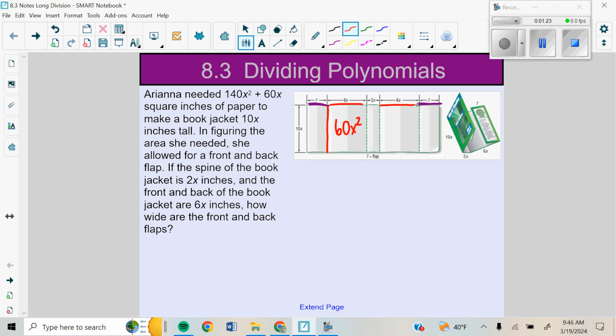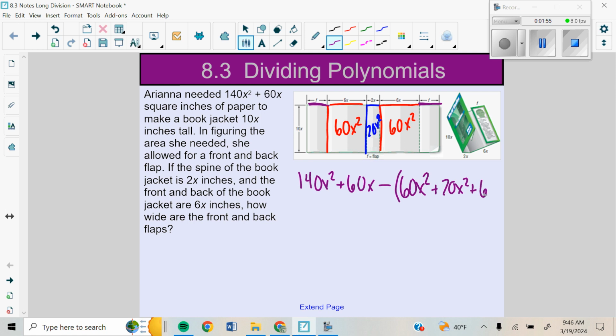And we see the same thing here. So this is also 60x squared. And then we have 2x and 10x. And so this becomes 20x squared. And now that is going to be the area that we do know. We are now going to take our 140x squared plus 60x. So that's our total area. And we're going to subtract out the 3 that we have, 60x squared plus 20x squared plus another 60x squared.